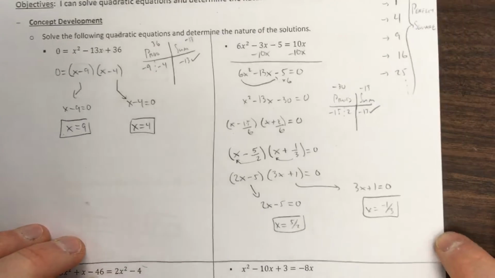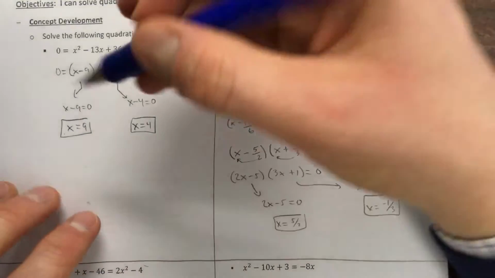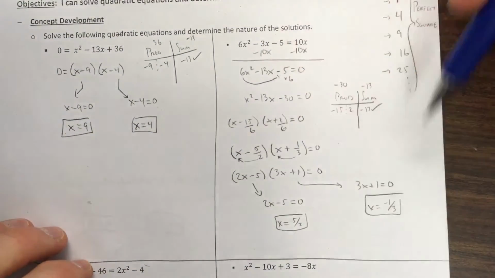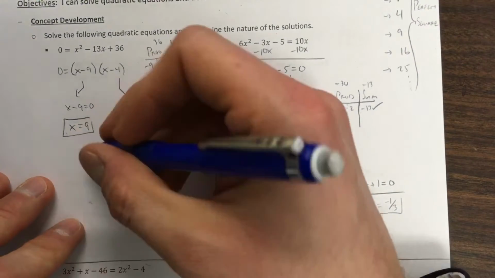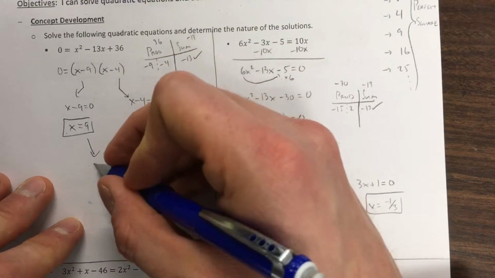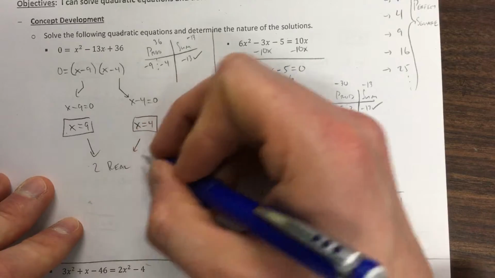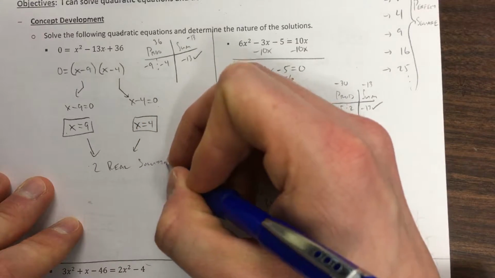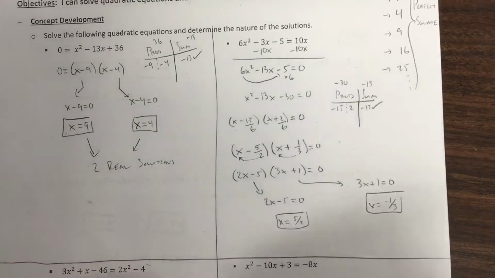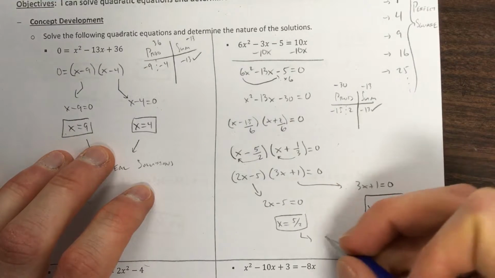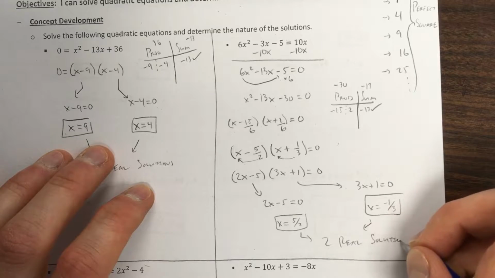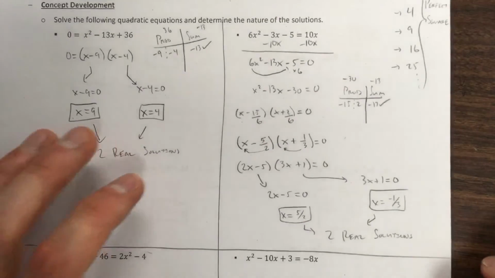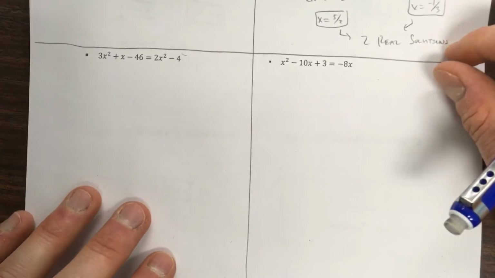Now I should say something here. What we say here, and this is the AC method, I'm just going through these quickly because these are something that we should already know. Here, because these are both real values, we say that we have 2 real solutions. Same thing here. These are values that we can put on the x-axis. So these are 2 real solutions. And we'll see what happens if it's not a real solution.